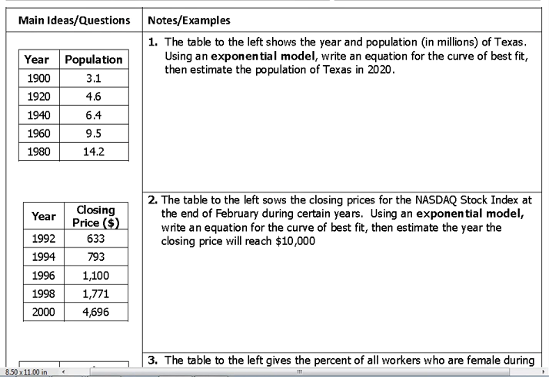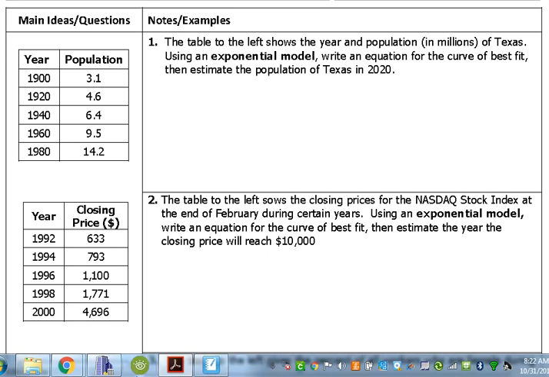Okay, so let's look at what's going on here. We've got a table of values, and it says the table to the left shows the year and population. The population is in millions of Texas using an exponential model. Write an equation for the curve of best fit, then estimate the population of Texas in 2020. So we've got two things to do. We've got to come up with a model, and then we've got to use that model to estimate the population.